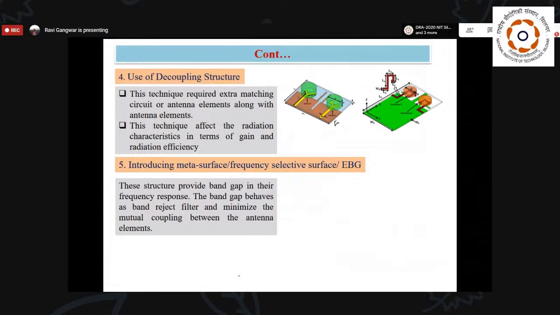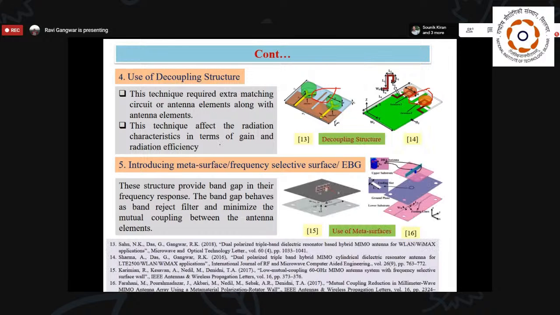Then, use of decoupling structures. These are extra matching circuits in between the antenna elements to get isolation. Here we can say that when we put extra decoupling structures into the antenna elements, in that condition the antenna radiation characteristics are going to be affected.